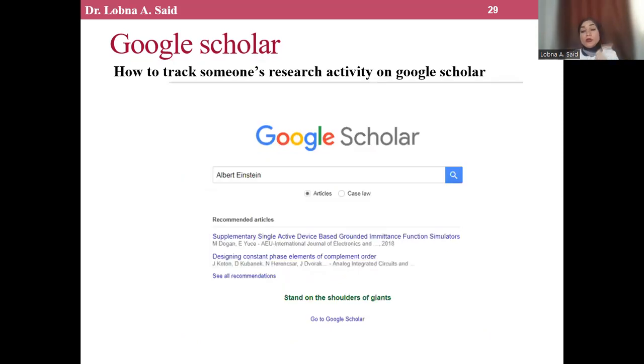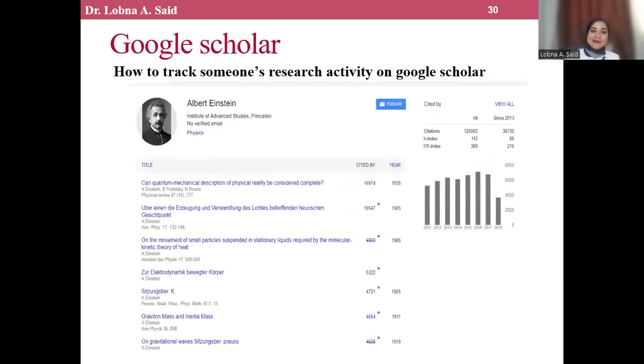Also, you can track someone's research activity on Google Scholar. Let's write Albert Einstein. Of course, everyone knows Einstein. Here we can see his Google Scholar account, and you can see that he has an H-index of 112, and he started publishing in 1905. Oh my God. This is the highly cited paper of Einstein. And of course, you can find others.